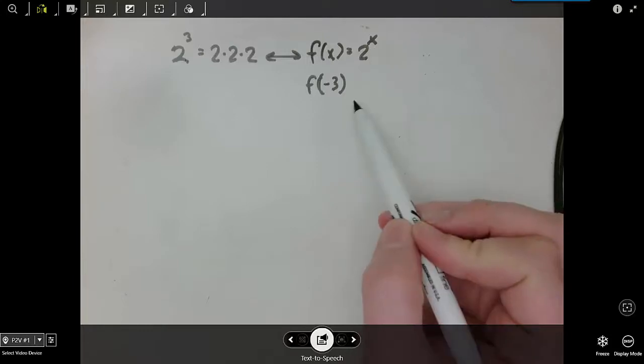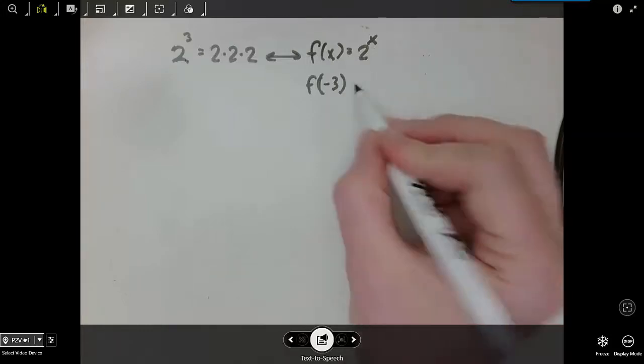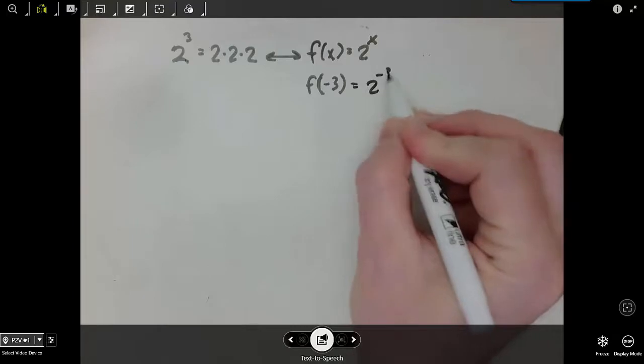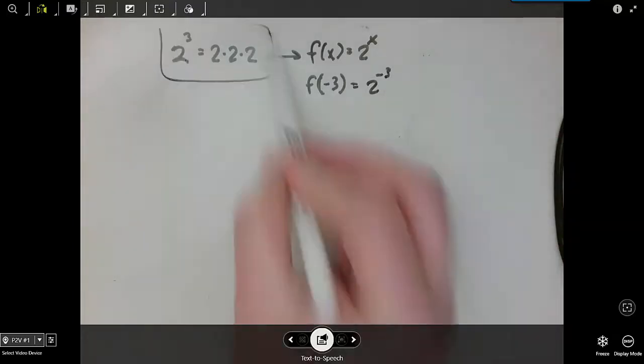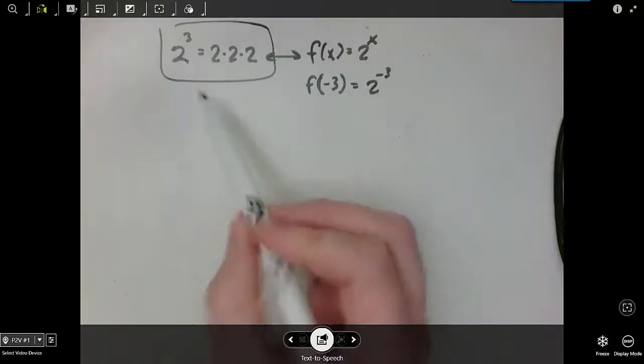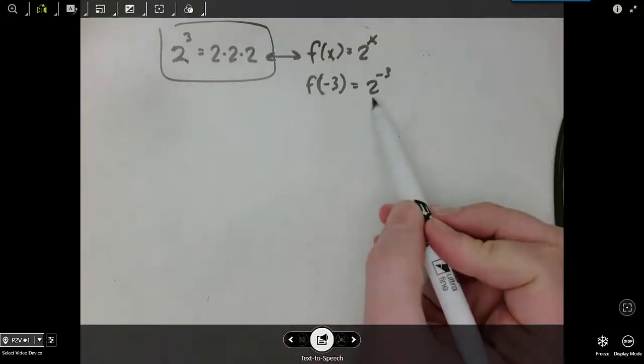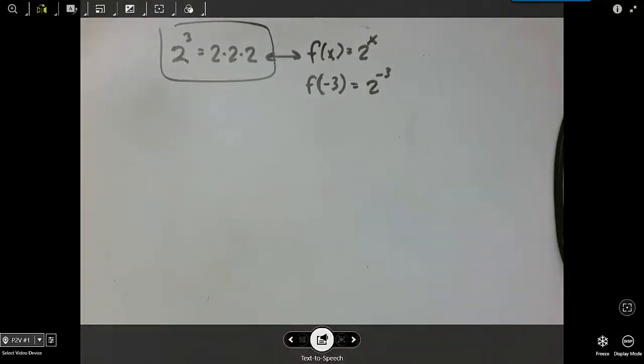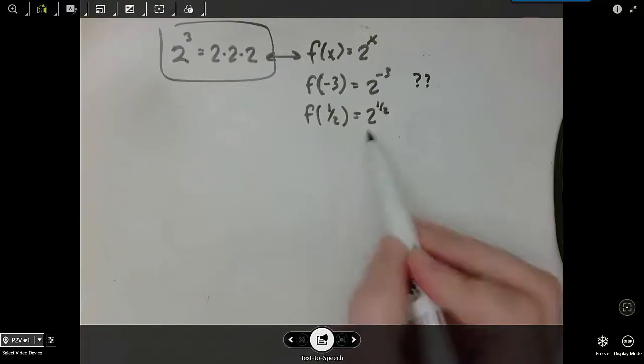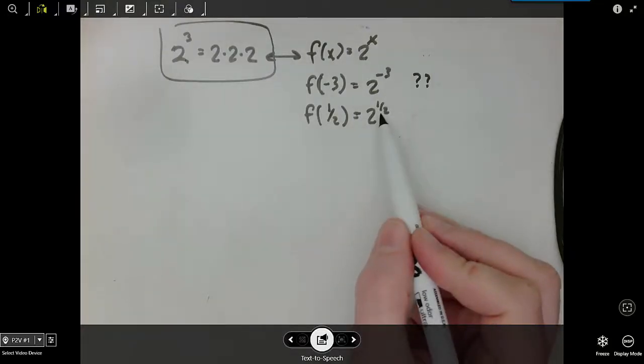So what would it mean to evaluate f of negative 3? I mean, obviously it's 2 to the negative third, but you can't apply your intuitive idea over here directly, because what would it even mean to multiply 2 by itself a negative number of times? Or what would it mean to multiply 2 by itself a fractional number of times?